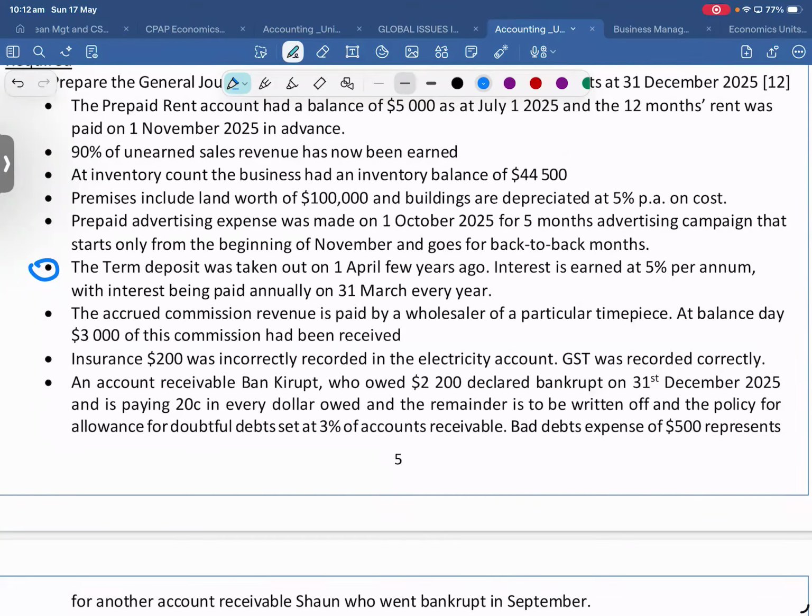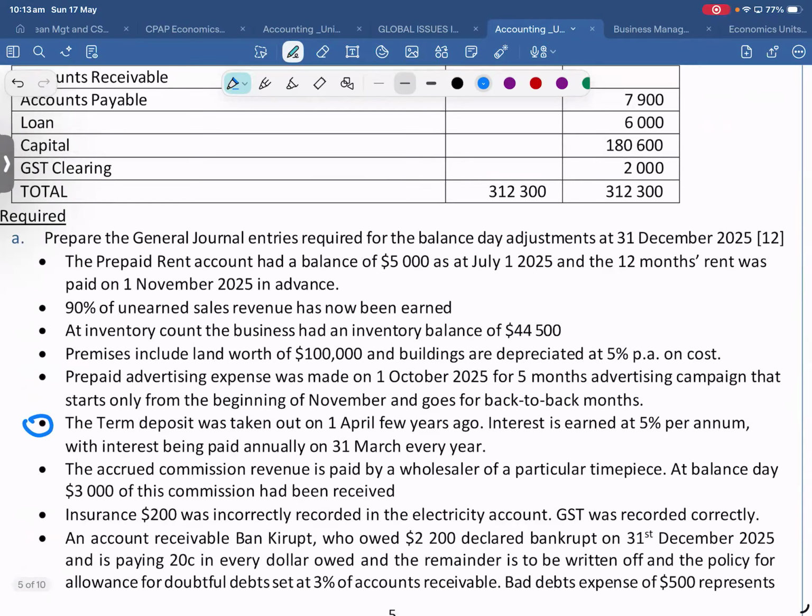For the term deposit, well, the interest first. For the interest revenue, yes. Interest is, yes, 200. Okay, calculate. What about the others?